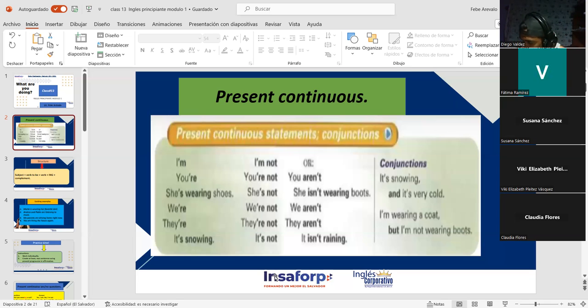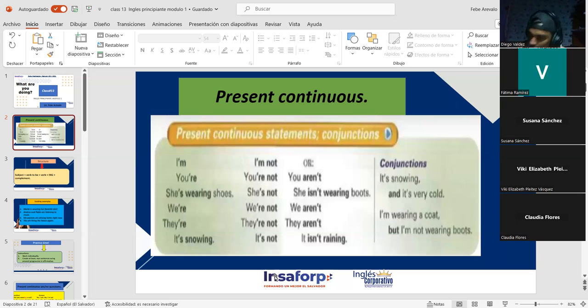Ayer expliqué, Fátima, que como it's significa eso, no le podemos poner zapatos a eso. All right? Okay, solo sería it's snowing. Exactly. Only the action. Thank you. Right? A una mesa no le podemos poner zapatos, all right? A una botella, either, tampoco.